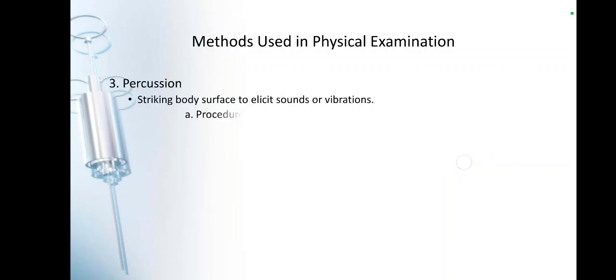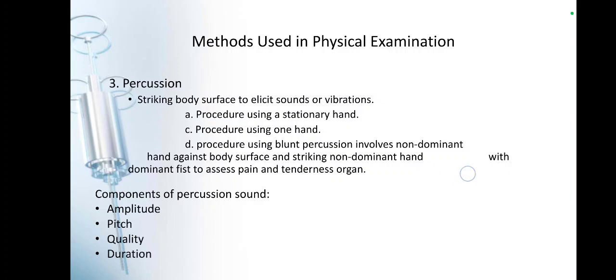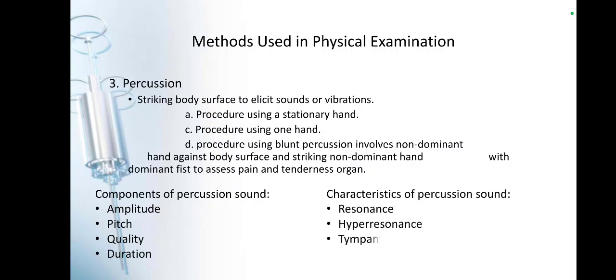And then we have your percussion. Again, it is an act wherein we strike, with what they call the reflex hammer, or we produce sound. Okay. And then we identify those different sounds and their meaning. So striking the body surface to elicit sounds or vibration. So a procedure using a stationary hand or using one hand, or using a blunt percussion, which involves the non-dominant hand against the body surface and striking the non-dominant hand with the dominant fist to assess pain and tenderness of the organ.